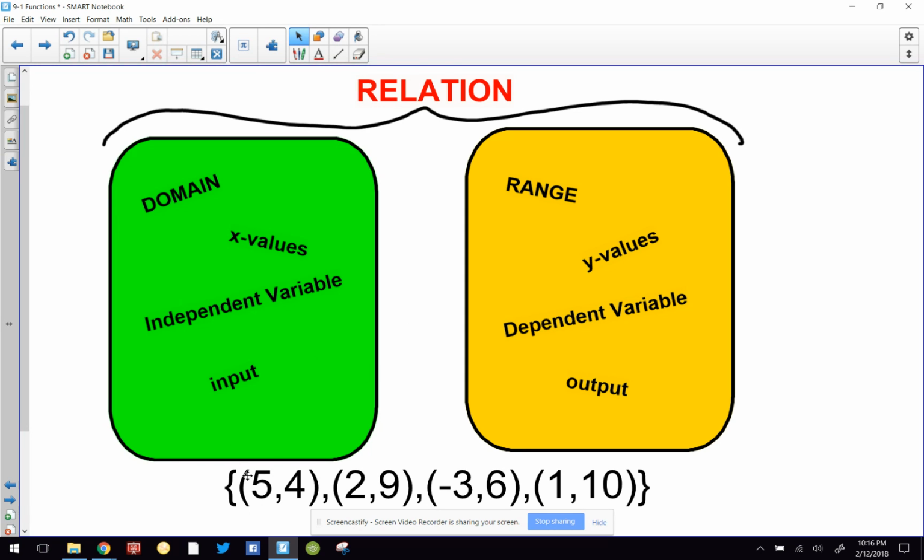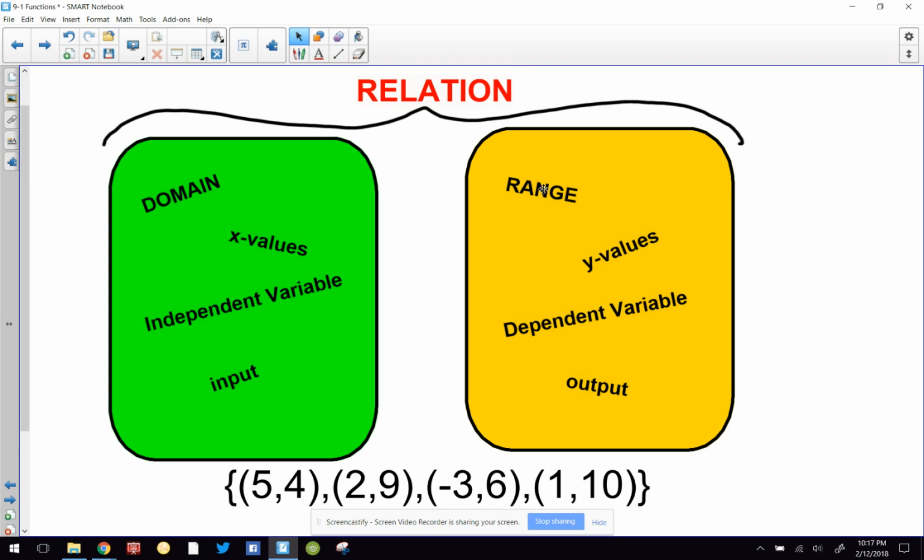It has all of the members of the domain, which we call the x values, which are also referred to as the independent variable, or they're called the input of a function. So all of these words in green pretty much mean the same thing. So 5, 2, -3, and 1 are all members of the domain. They are all the x values. They are all of the independent variables. They are all of the inputs in our relation.